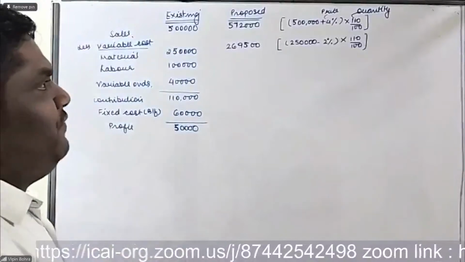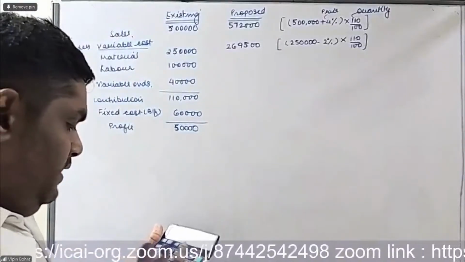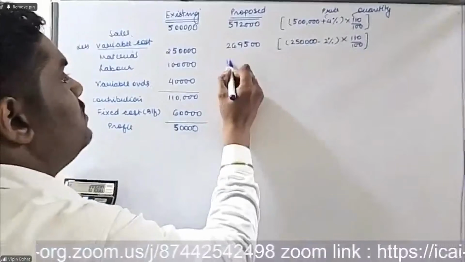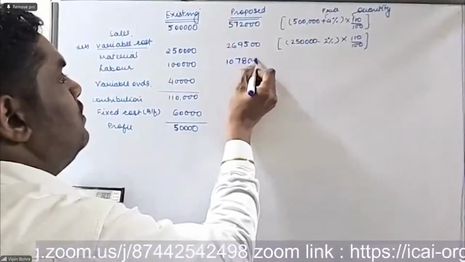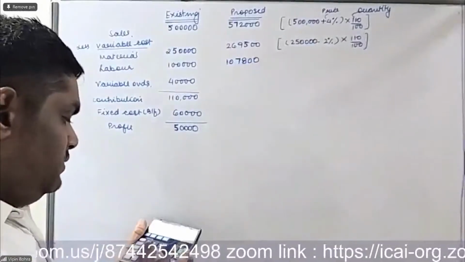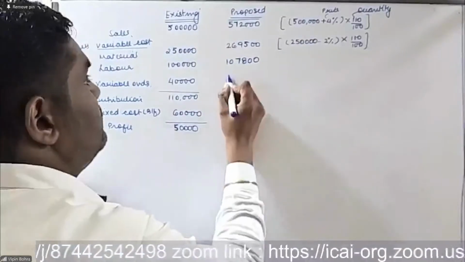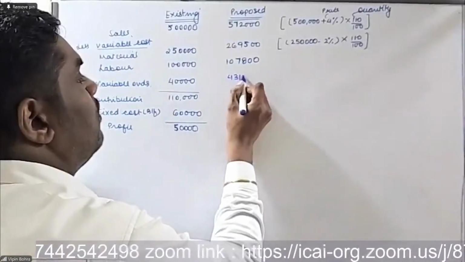In the same way for labor also, 1 lakh minus 2%. So this will be 107800. For variable overheads also, 40,000 minus 2% into 110. That is 43,120.